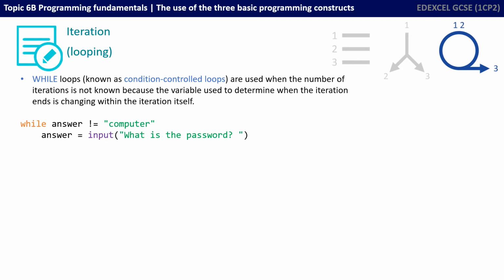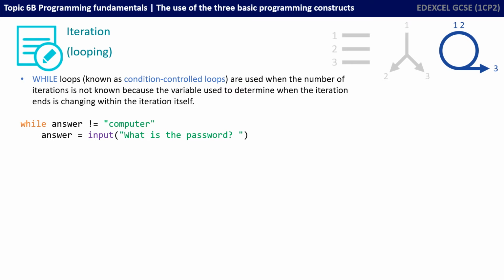You also need to be aware of a second type of iteration or looping construct known as a condition-controlled loop. And in Python this is supported with while loops. While loops are used when the number of iterations is not known, because the variable used to determine when the iteration ends is changing within the iteration itself. So previously, for example, with a for loop, we would say for 1 to 10, a fixed number of times.